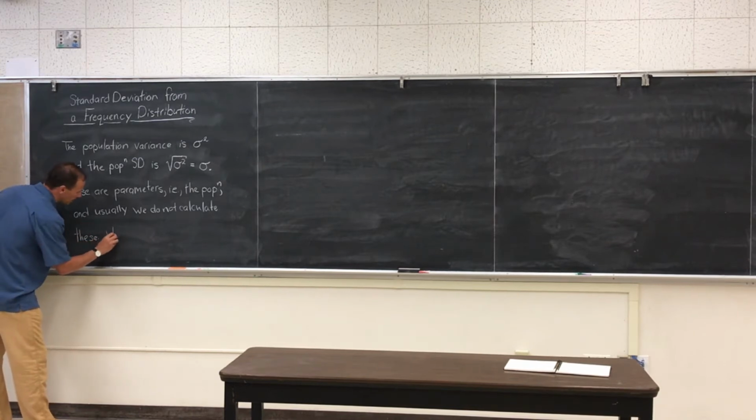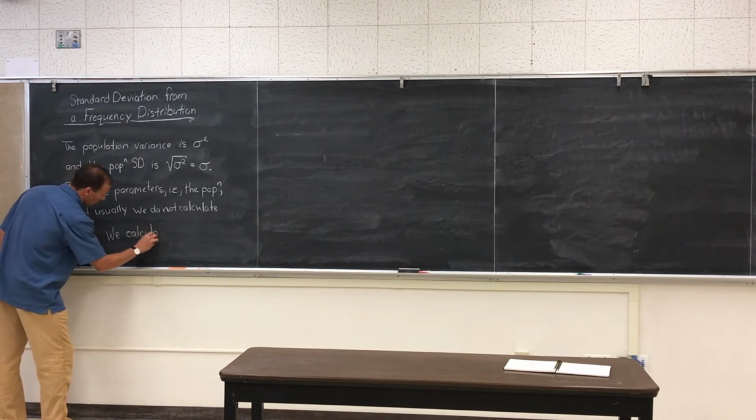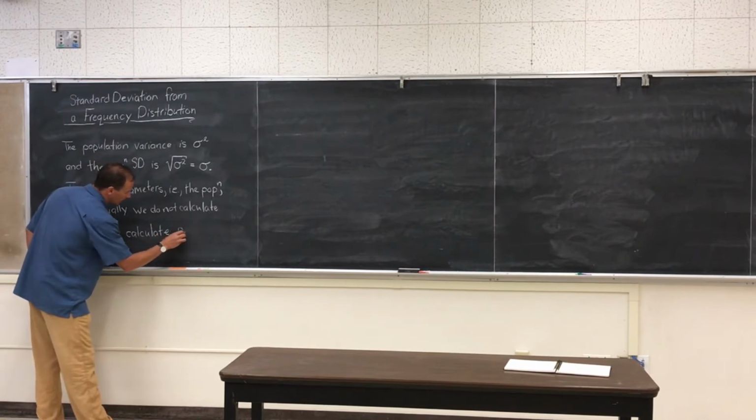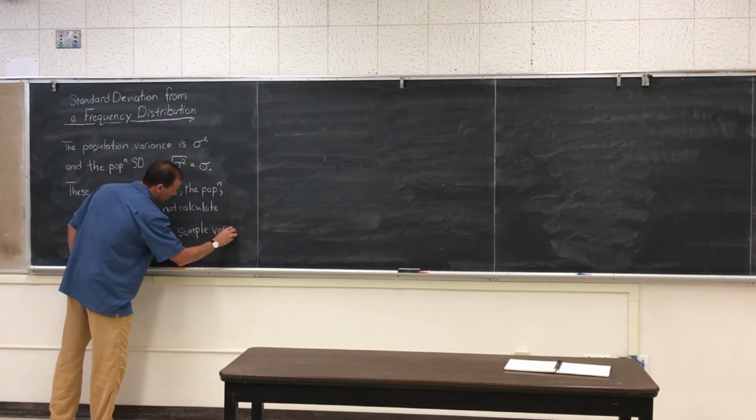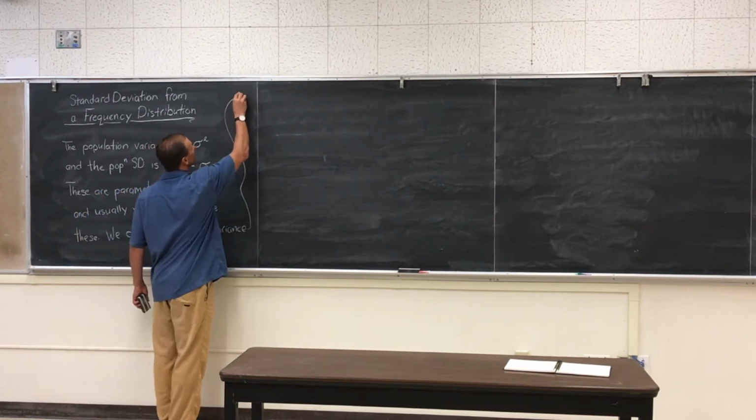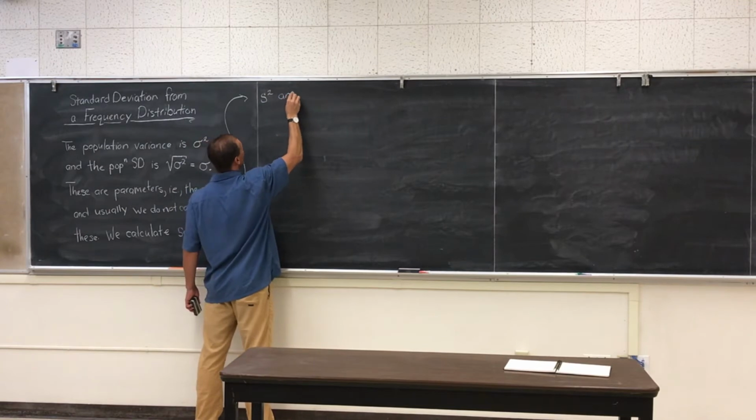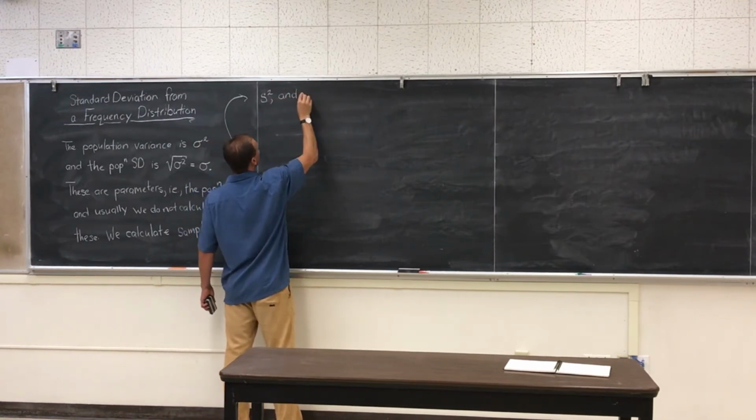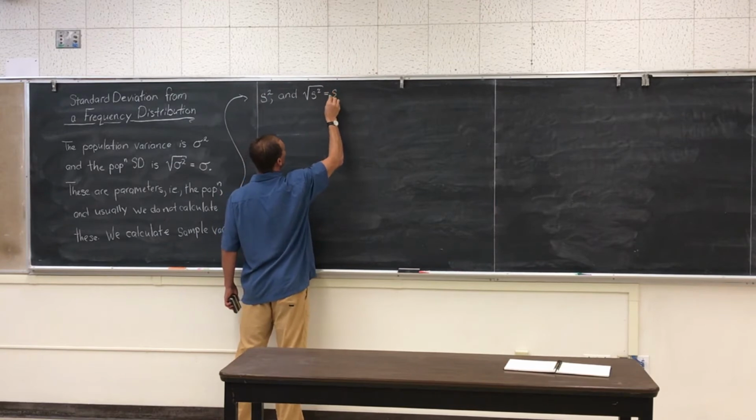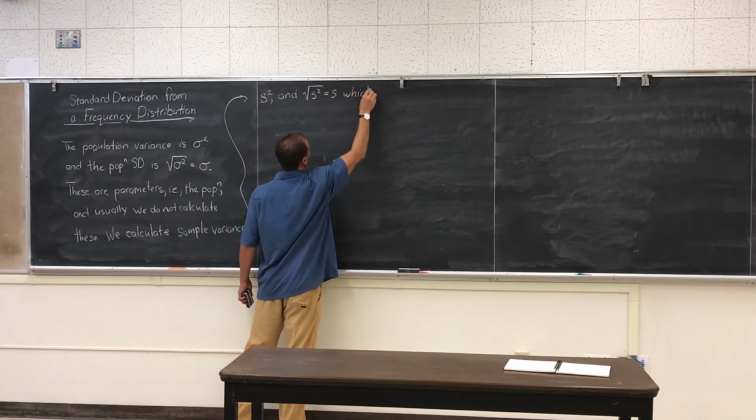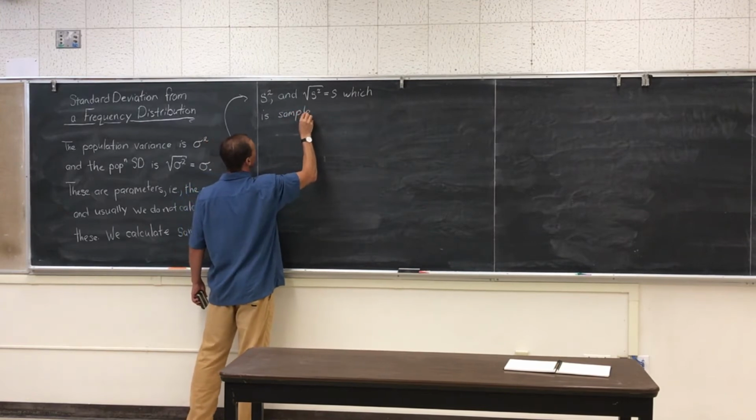So we call them sample statistics. We calculate sample variance, and that's represented by the lowercase s squared, and the square root of s squared gives me s, which is sample standard deviation.